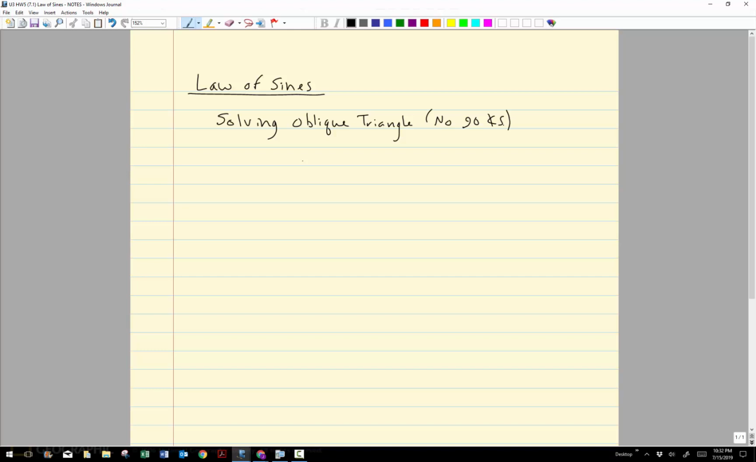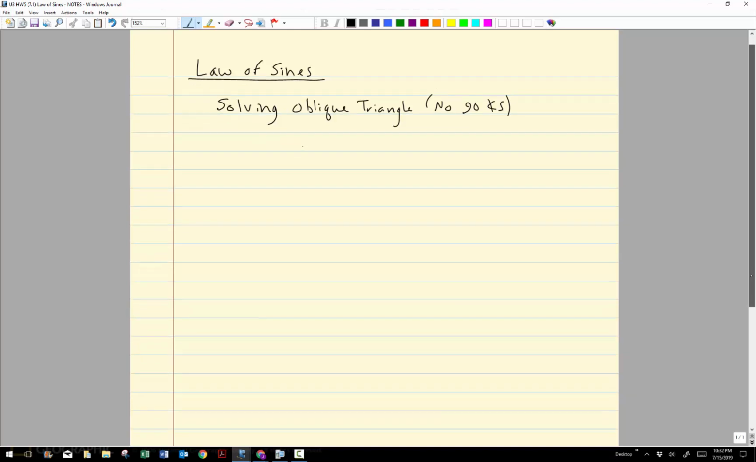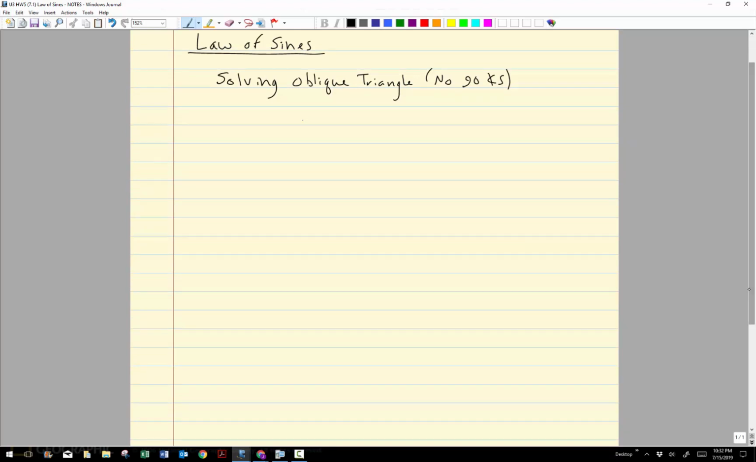So we have three different scenarios for solving oblique triangles. The first one we want to look at is called side angle angle. And the second one along these same lines is angle side angle. If you notice, these are both one side and two angles. Let's go ahead and look at side angle angle first. I'll make a little bit of extra room here. So, side angle angle.